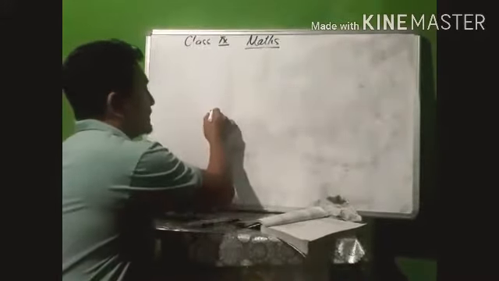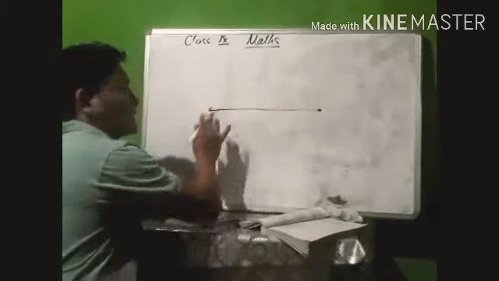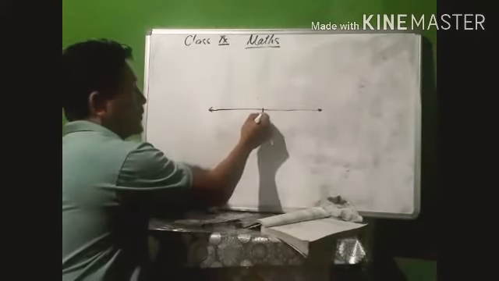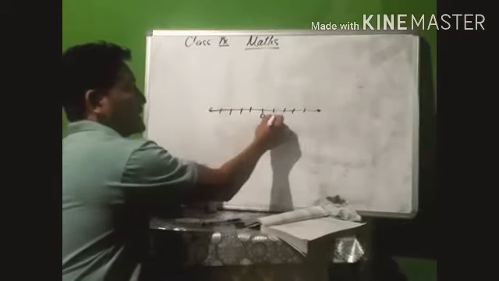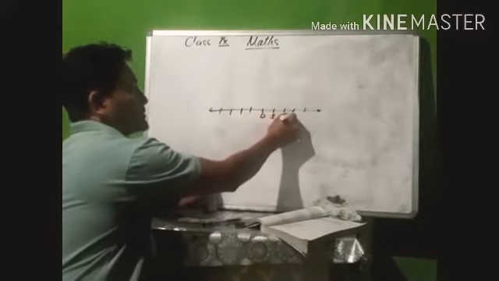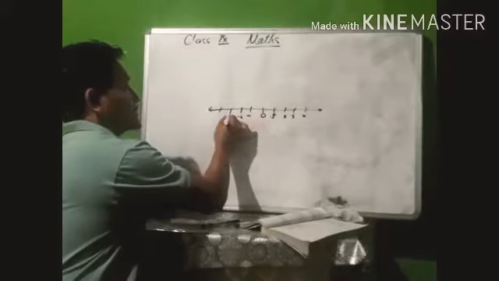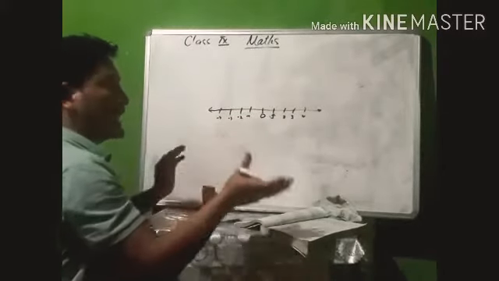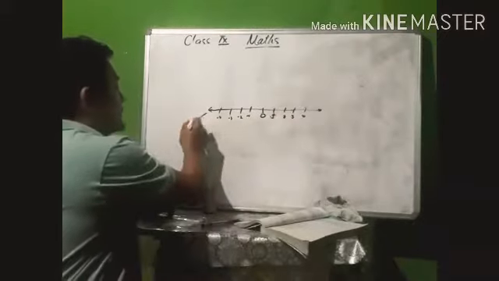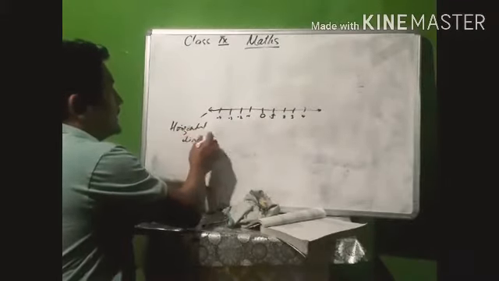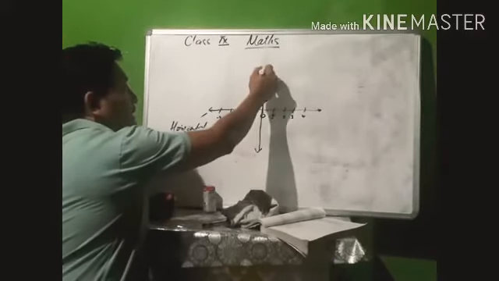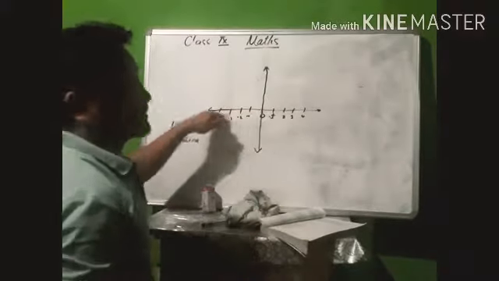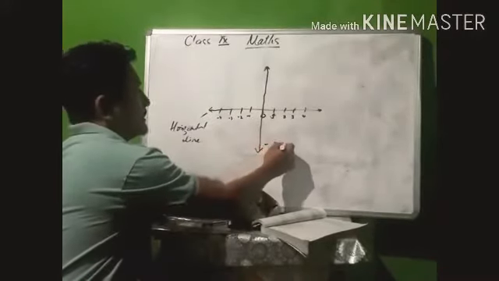How are we showing this? We have one horizontal line. You have the origin, O, then 1, 2, 3, 4 on the positive side, and on the negative side minus 1, minus 2, minus 3, and minus 4. This is called the horizontal line. And you have one more number line, so you have two number lines, one horizontal and one vertical.